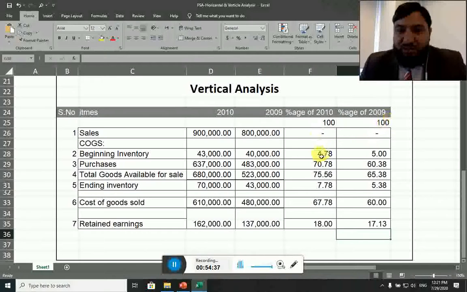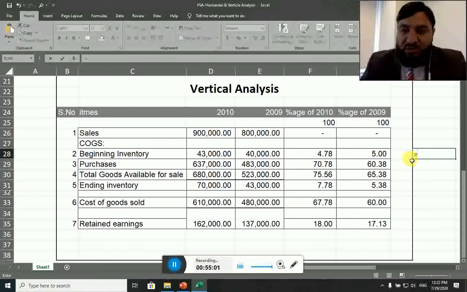Then we compare both years. We say there is a 1% decrease in beginning inventory as compared to 2009. There is 10% increase, there is 5% increase, there is 2% increase, there is 6% increase, and there is 1% increase. See, how can we do that?